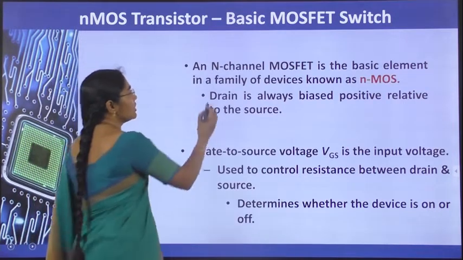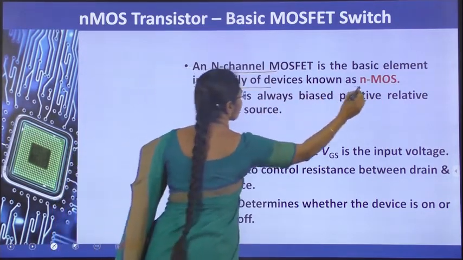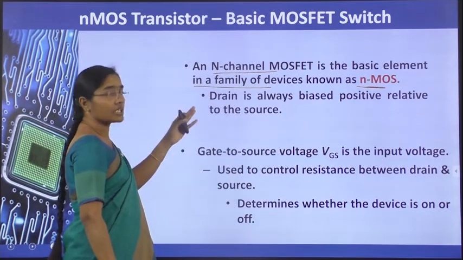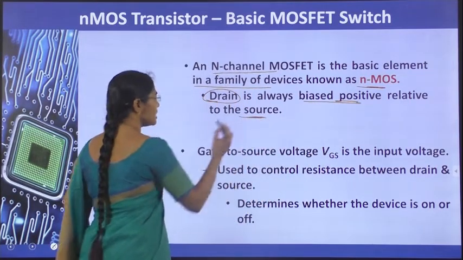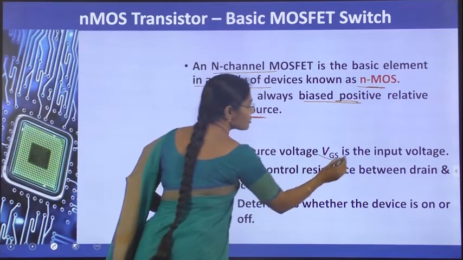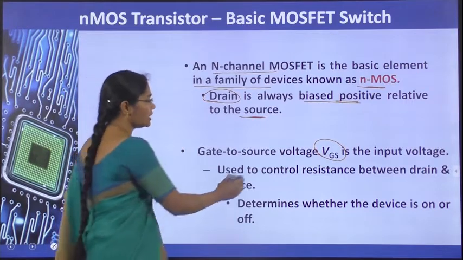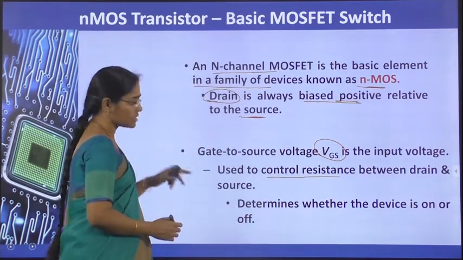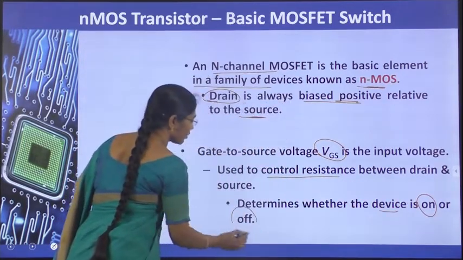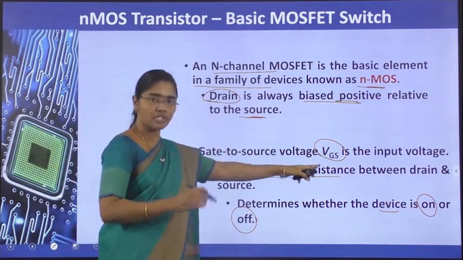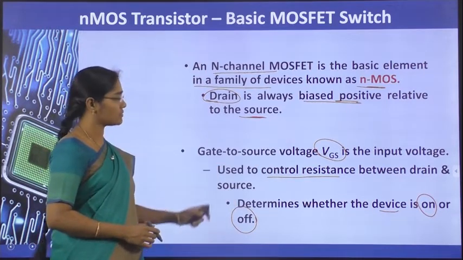That is, an N-channel MOSFET or N-MOSFET is the basic element in a family of devices known as NMOS. The drain is always biased more positive relative to the source in the NMOS, and the gate-to-source voltage VGS is the input voltage used to control the resistance between source and drain. It determines whether the device is in the on condition or off condition. That is, VGS determines whether the device is on or off, based on the resistance values, which we have seen as a circuit.